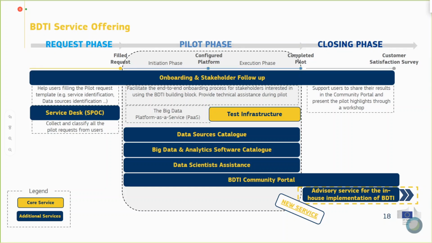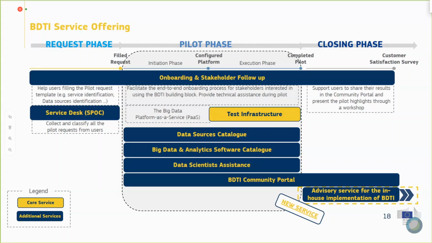Then we have the other catalog, the Big Data and Analytics Software Catalog. This one allows users to search and download analytics software that can be used to implement the use cases, for example, for data visualization, data analytics, and so on. Then we have other additional services, for example, the data scientist assistance that can be activated on demand. So only in case the public administration requires it. If, for example, internally there are not enough resources to work on the pilot project, the European Commission provides this dedicated data scientist to support the public administration before and during all the implementation of the pilot.